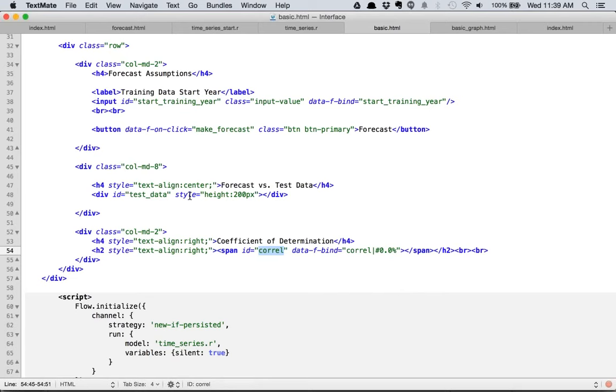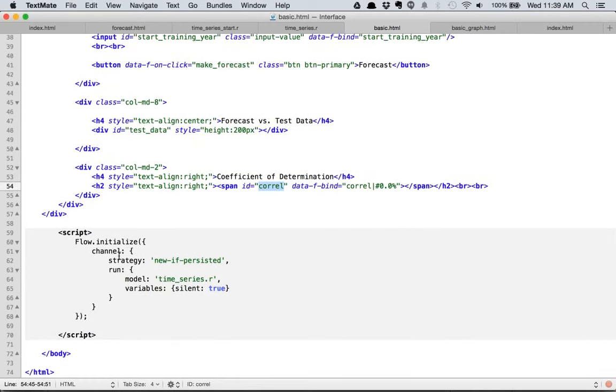Okay, so we have the basics there, and the next step is to actually link to the model. One of the things I need to do is to tell the interface what model I want to use here, and in this case, I'm going to say time series.r. So I'm just saying that here is the name of the model, and that's really all that you need to do in order to connect it up and to let it know that that's the model that we're using for this particular page in the interface.